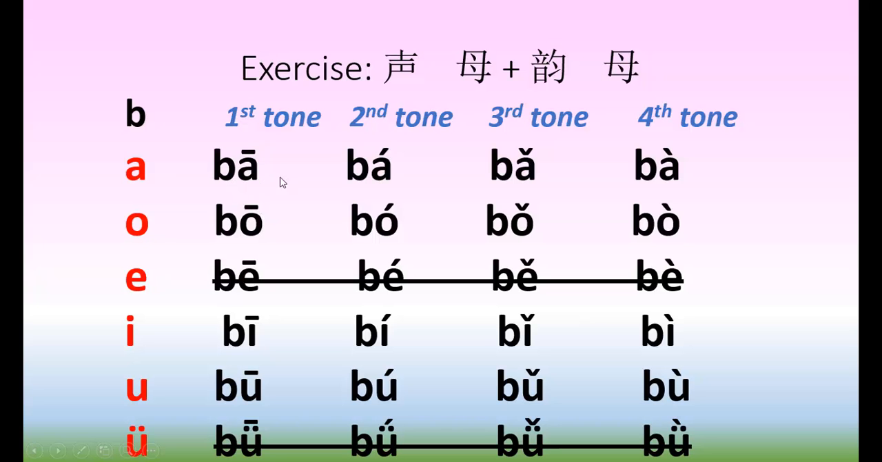B, a, ba, in four tones. B, wo, bo, in four tones. The sound changes. I will explain it in the next slide. B, e, be, in four tones. B, u, bu, in four tones.